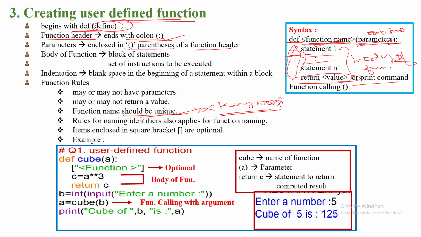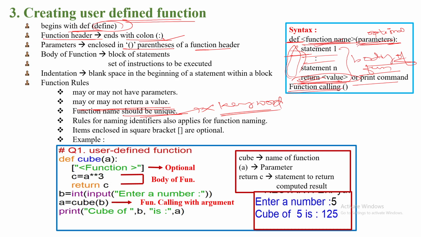A function may or may not return the value. If it does not return the value, then we can use the print command. So that's why statements up to the return or print command come into the body of the function. Then function calling: we call the function.